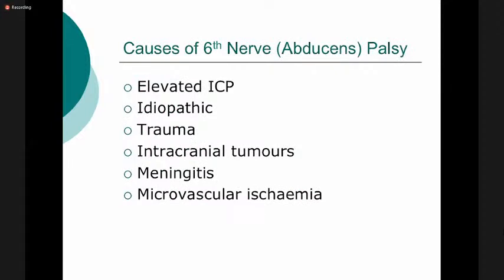Most commonly, when you have raised intracranial pressure, the sixth nerve is affected because of its long and windy course in the brain. So raised intracranial pressure is a common cause of this, usually bilateral sixth nerve palsy. Also idiopathic, tumor, trauma, meningitis, or ischemia can cause this.